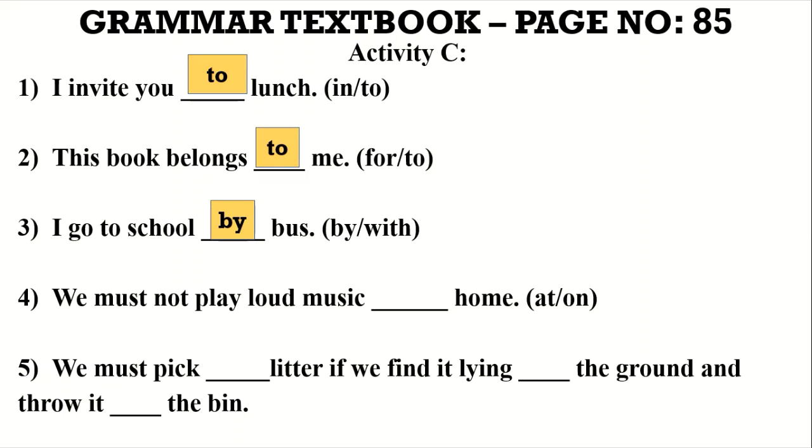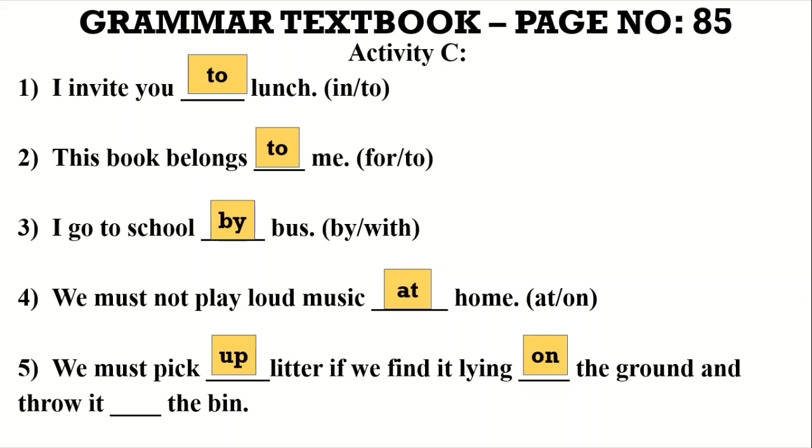Next, we must pick dash litter. If we find it lying, we must pick up litter. Okay, we must pick up litter if we find it lying where? On the ground or in the ground? Normally you make a mistake, right? Is it in or on the ground? It is on the ground because the ground is the top surface, right? So we must pick up the litter if we find it lying on the ground. It is not in the ground, it is on the ground, and throw it dash the bin.